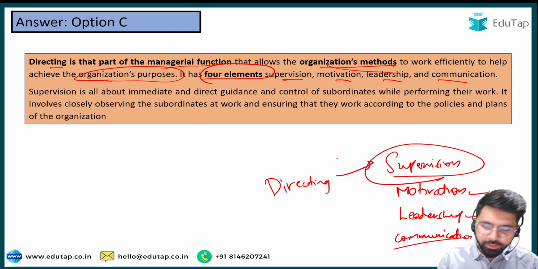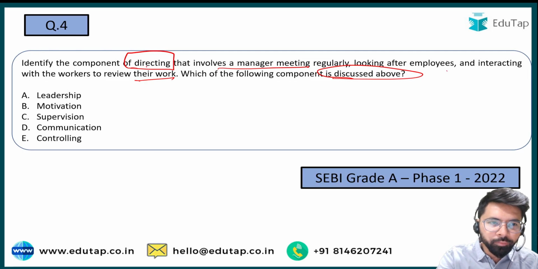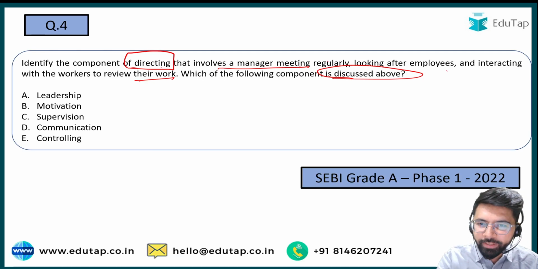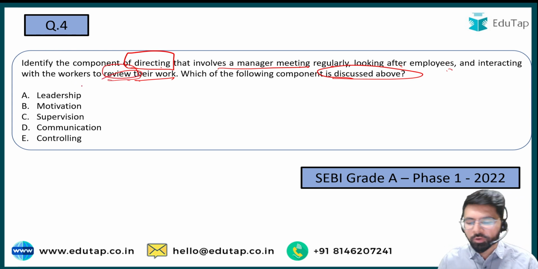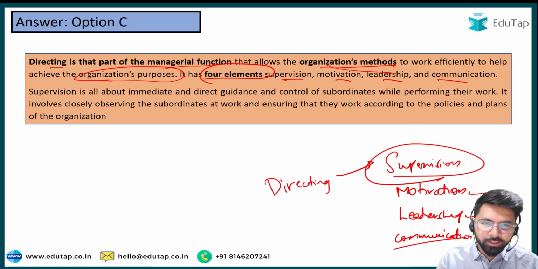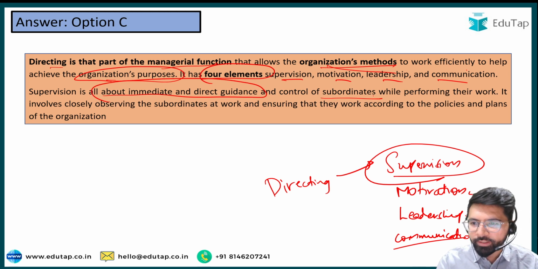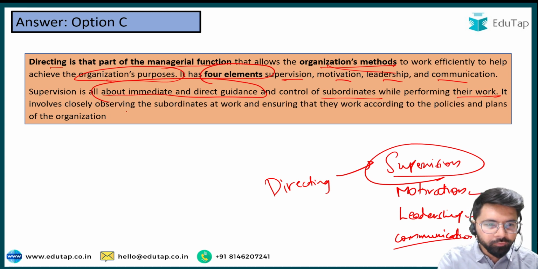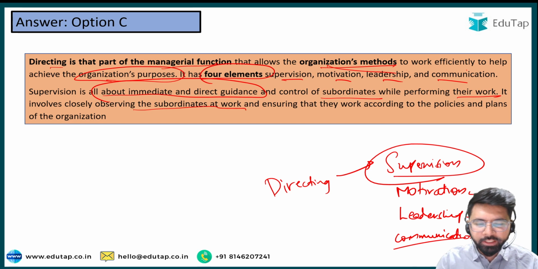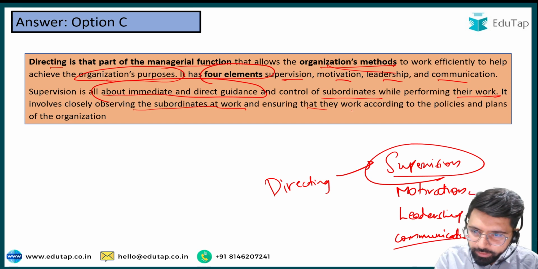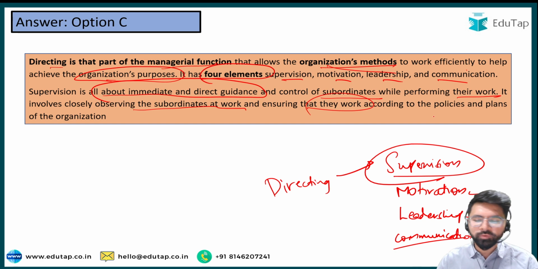So this particular question, if I take you back to the question: component of directing that involves a manager meeting regularly, looking after employees and interacting with the workers to review their work. See, reviewing is all part of supervision. That is a keyword that would have got you to the answer. Supervision is all about immediate and direct guidance and control of subordinates while performing their work. It involves closely observing the subordinates at work and ensuring that they work according to the policies and plans of the organization. So this was again an easy question, friends.